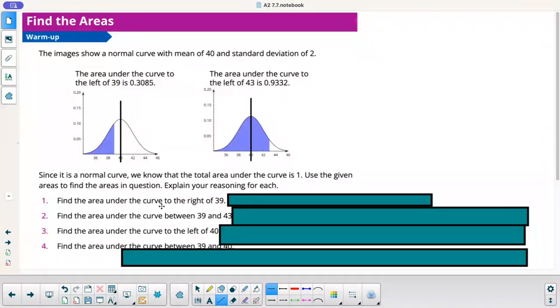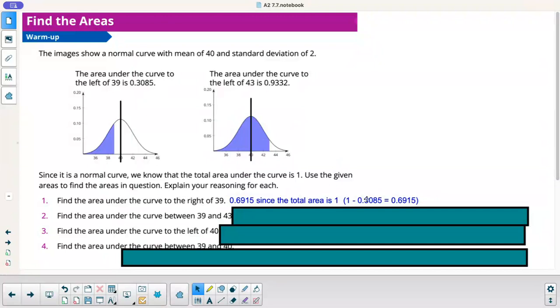Find the area under the curve to the right of 39. So this is 39. So this would be 1 minus 0.3085, and I get 0.6915.